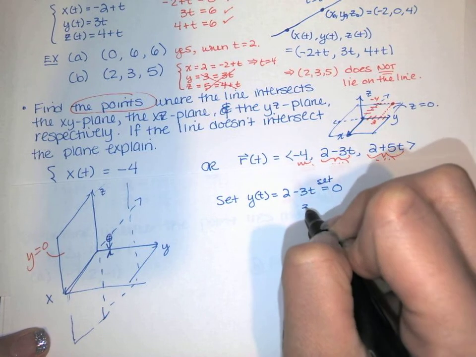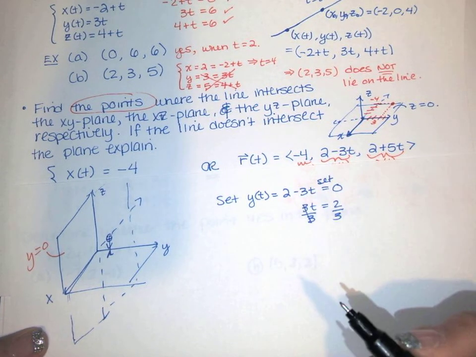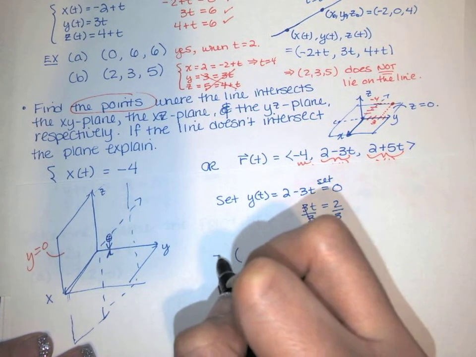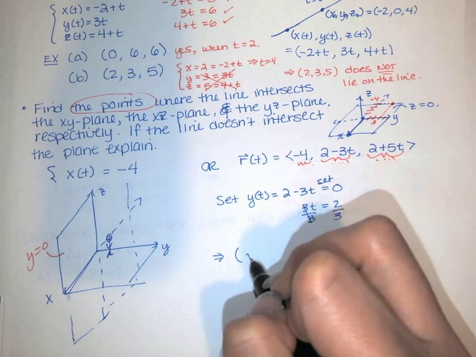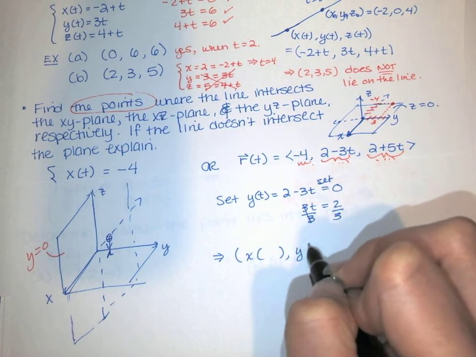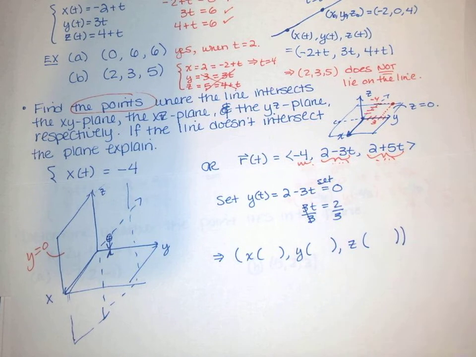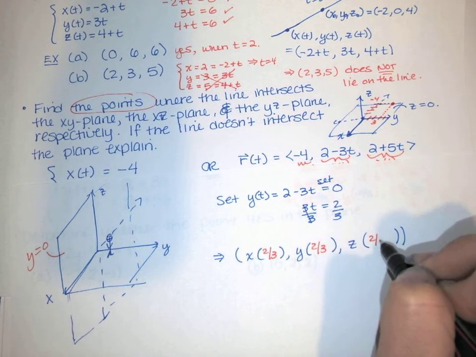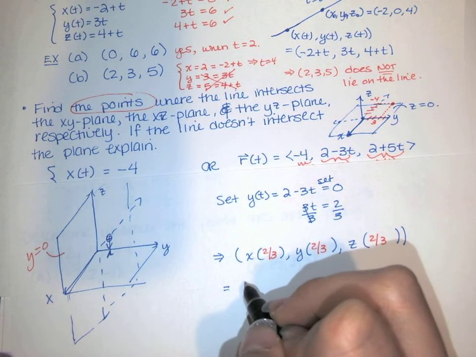And then solve for t. So t equals 2/3. And then that's not it, that's the time, it's not the point. We want the point of intersection. So I need to evaluate x at 2/3 and y at 2/3 and z at 2/3 in order to figure out where our line crosses that plane.